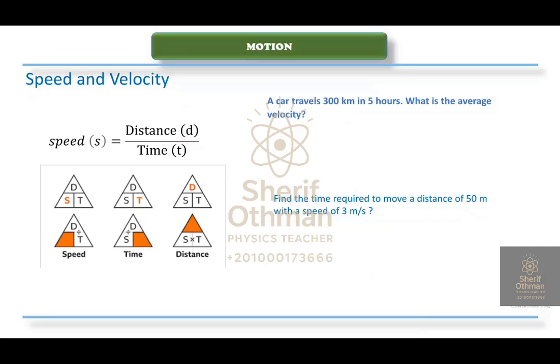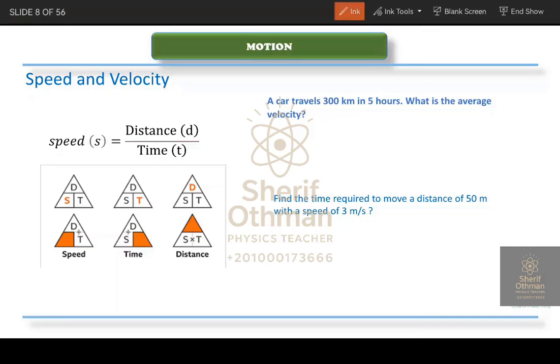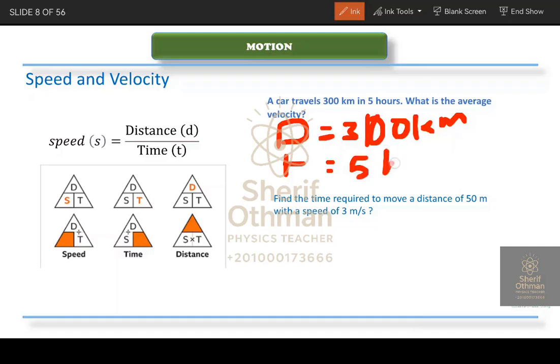Let's solve this problem. The first problem: a car travels 300 kilometers in 5 hours. What is the average velocity? We said that the velocity, we have the givens. These givens are asking about velocity, so displacement. The displacement is equal to 300 kilometers, while the time is 5 hours.